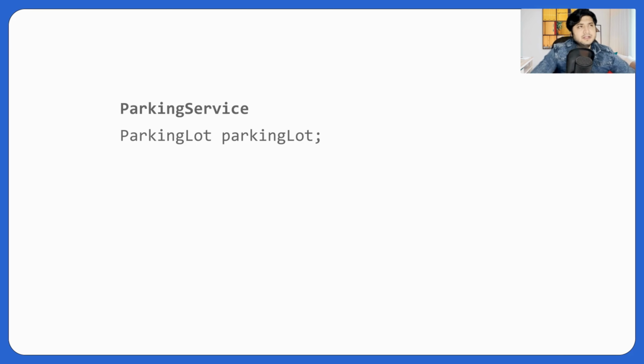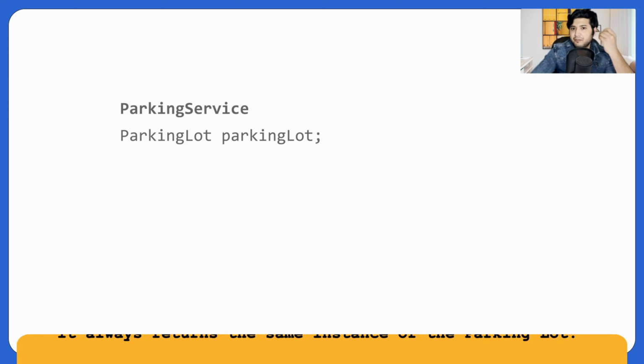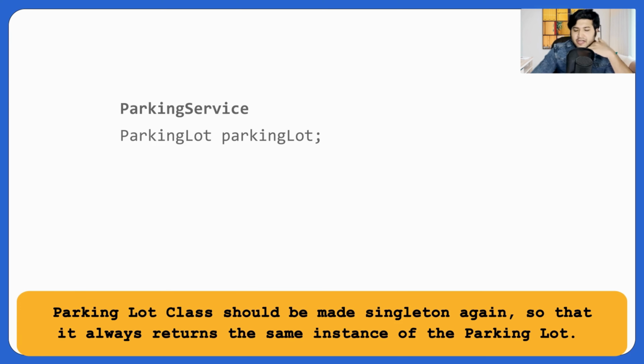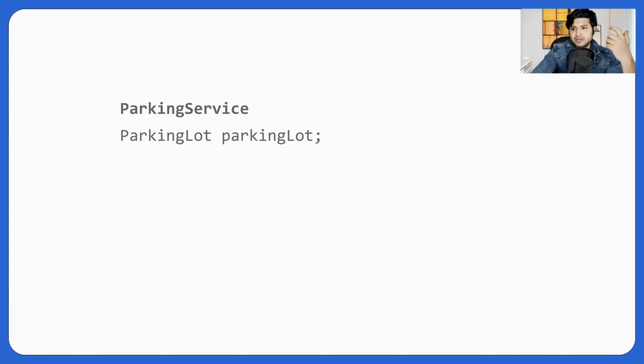Now, other thing which I can think of is parking lot class should be made singleton again, so that it always returns the same instance of the parking lot, right? So that whenever some activity, for example entry or exit, is happening, it makes changes to the same parking lot. So parking lot should also be a singleton class.